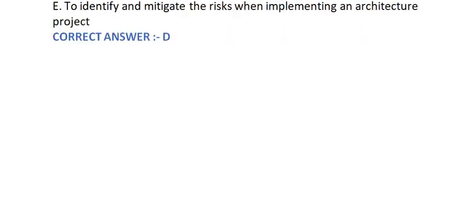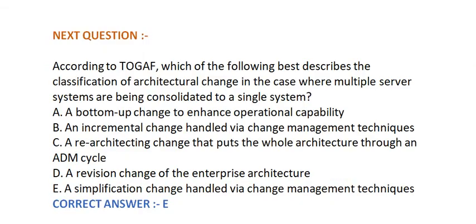Now moving to the next question. According to TOGAF, which of the following best describes the classification of architectural change in the case where multiple server systems are being consolidated to a single system? Option A, a bottom change to enhance operational capability. Option B, an incremental change handled via change management techniques.